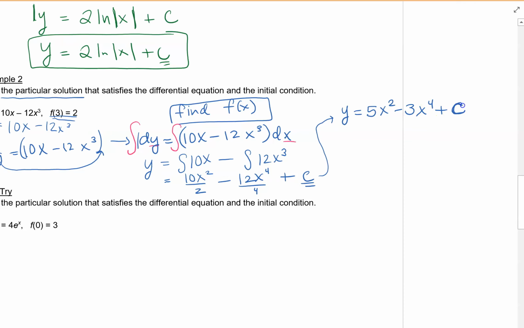Okay, so right now I don't know what that constant is, but earlier over here I was given a value for my function f at a given value of x, or a point on the graph, right?